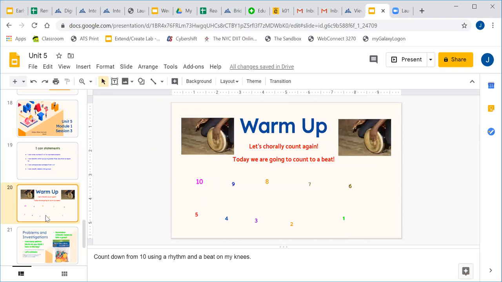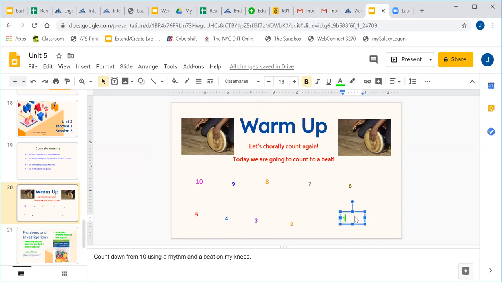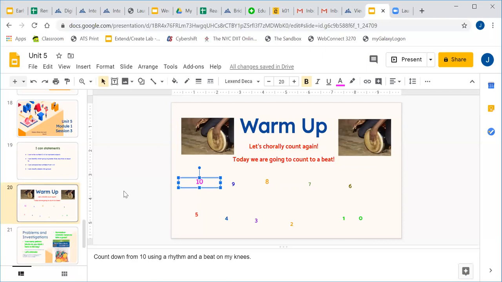As always, we're going to start with our warm-up. And you know what we're going to do today? We're going to actually chorally count using a rhythm and a beat. So we're going to count from 10 all the way down to 0. Okay? I forgot to add the 0 in there. So we're going to start at 10, and we're going to do this. 10, 9, 8, 7, 6, 5, 4, 3, 2, 1, 0.